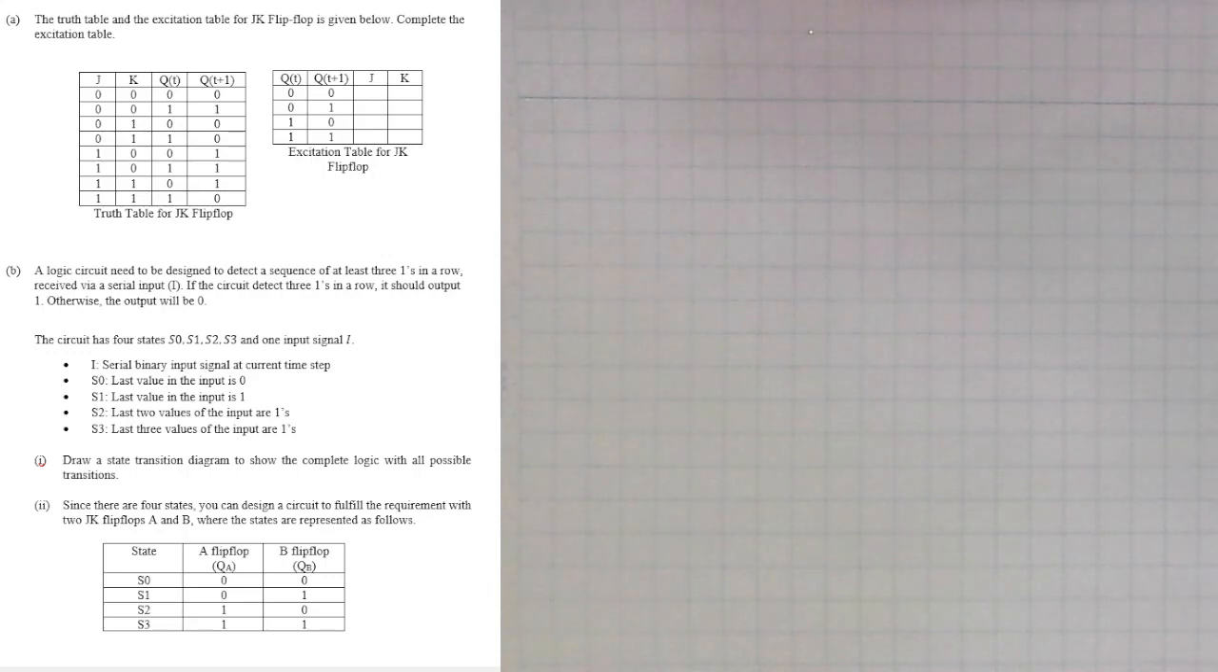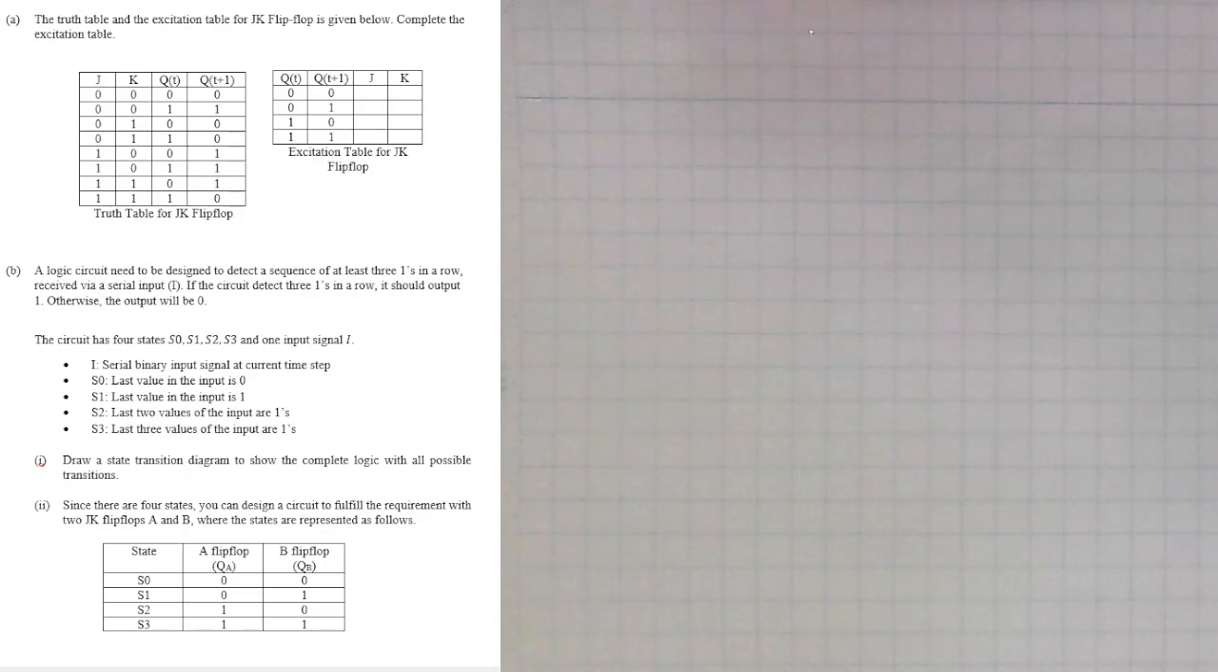Okay, so now let's look at the question itself. Part B says a logic circuit needs to be designed, right? It is supposed to detect a sequence of at least 3 ones in a row. It's received via serial input. If the circuit detects 3 ones in a row, we should output 1, otherwise the output will be 0.